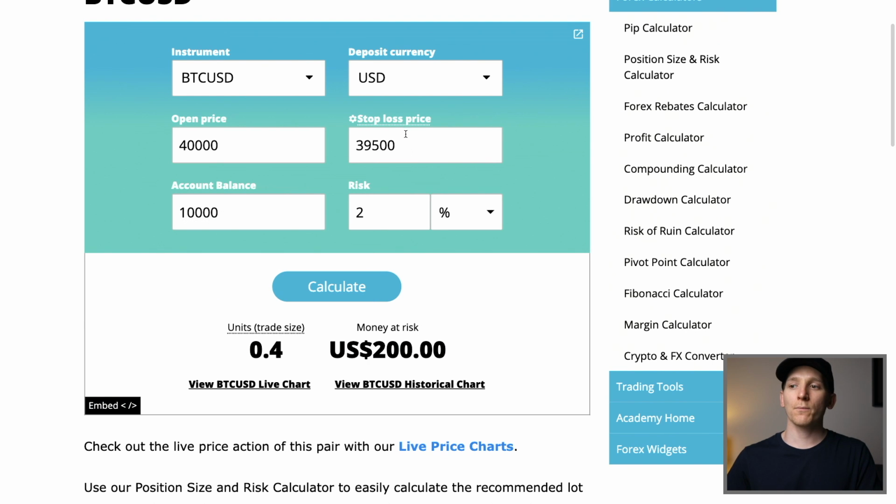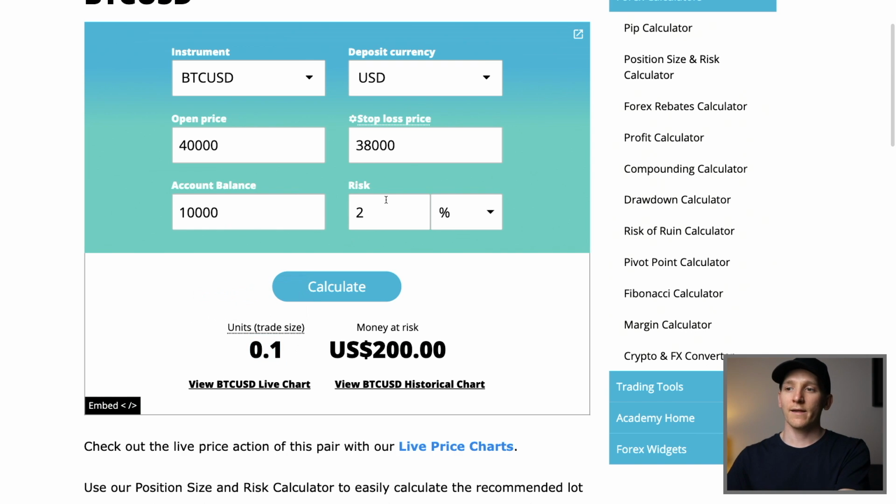Now, if your stop loss price was lower, let's call it 38,000, calculate, you can see the position size goes down because the potential loss is obviously a lot lower, right? So to keep it at a 2% risk of the portfolio at losing, you obviously have to make your position smaller. So hopefully that makes sense.